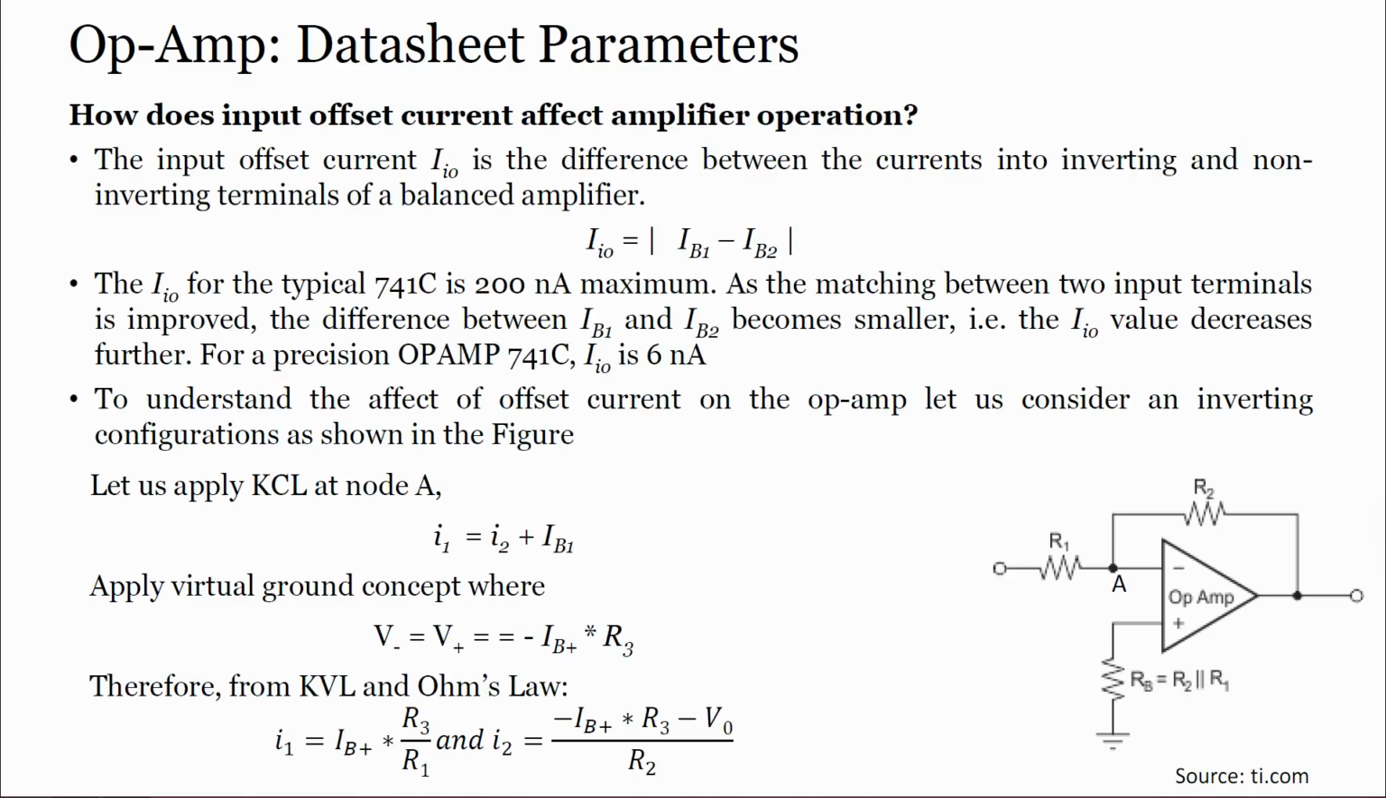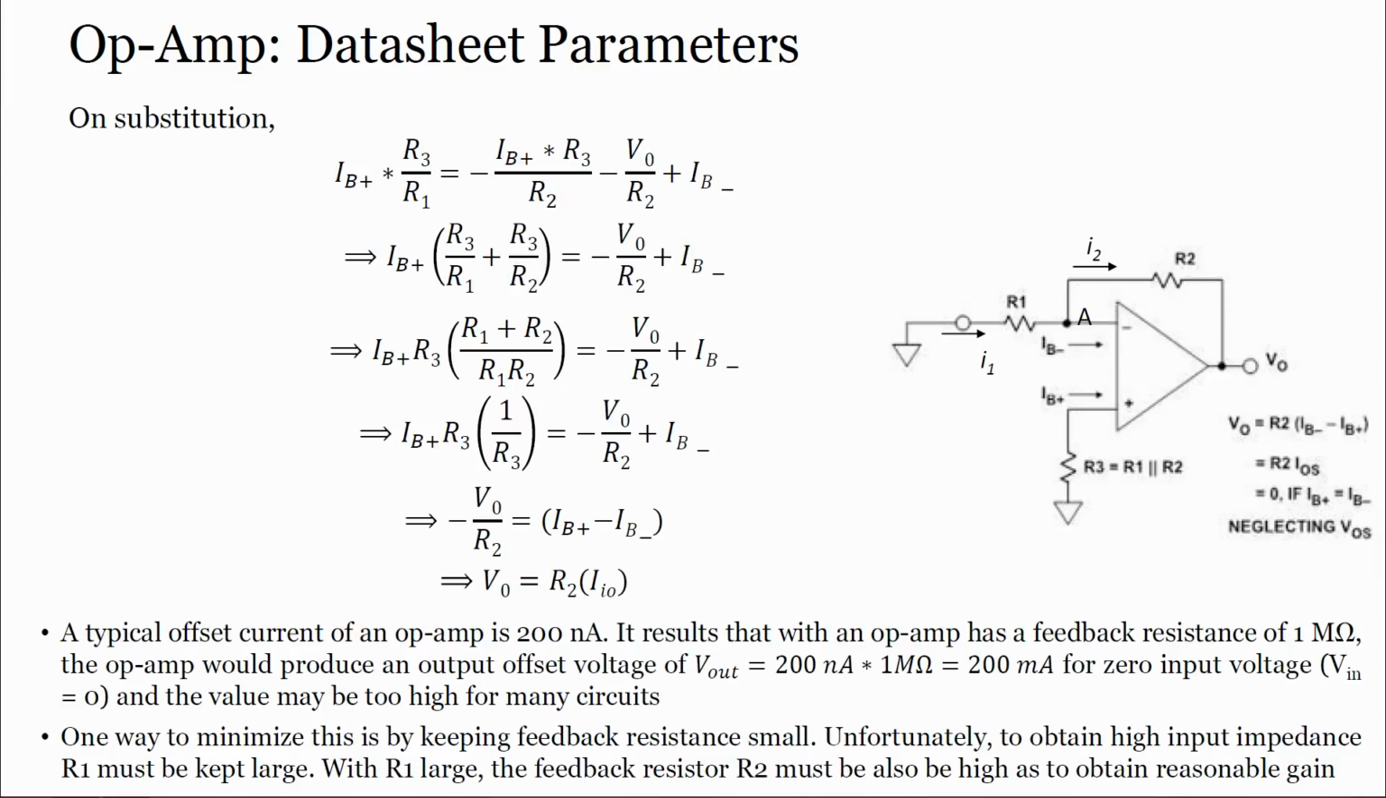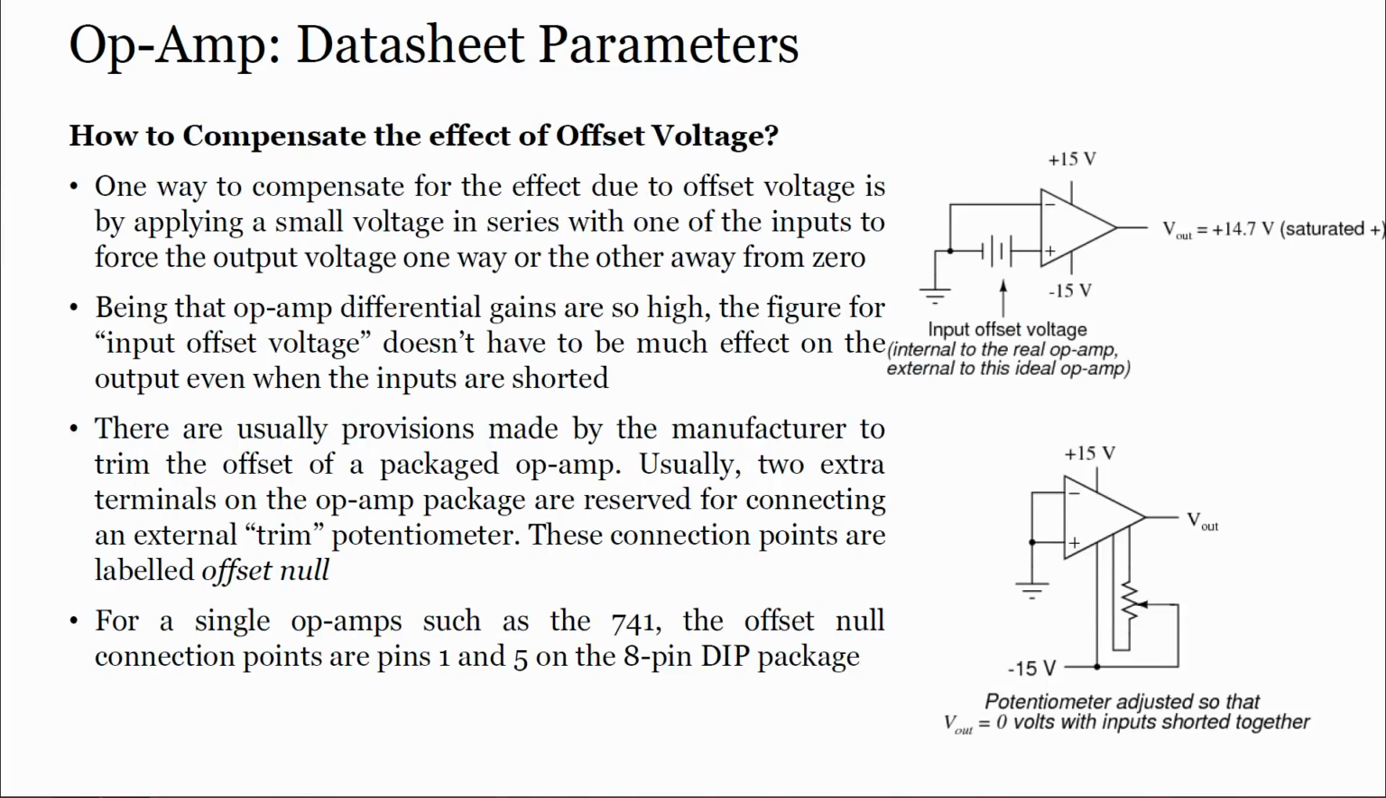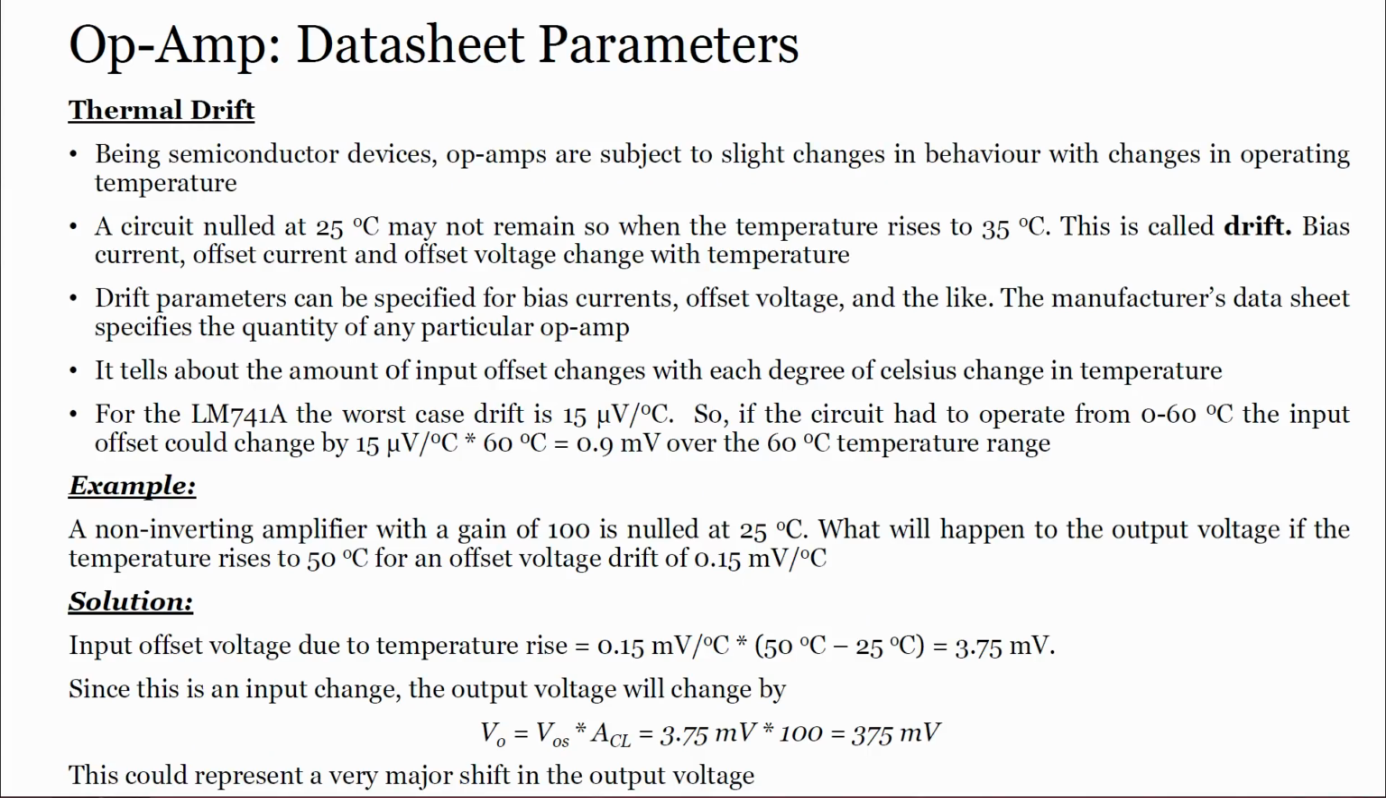So, input offset current, input bias current, input offset voltage, CMRR, these are all data sheet parameters. Okay. So, just look at it, thermal drift.